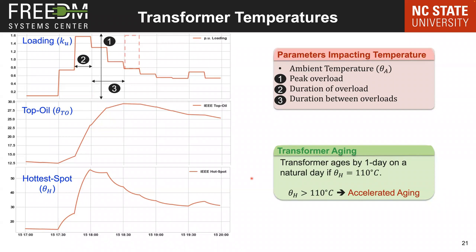So what do I mean by transformer accelerated aging? According to the standard, when theta H is constant at 110 degrees Celsius, your transformer is going to age 1 day in a natural 24-hour period. So your transformer is going to lose 1 day of life in a 24-hour period, which makes sense. But once the temperature goes above 110 degrees Celsius, depending on the magnitude of this temperature, you're going to have accelerated aging. What this means is in a 24-hour period, your transformer can age either 2, 3, or 5 days, depending on how high theta H goes, which is in turn related to the loading and the ambient temperature.